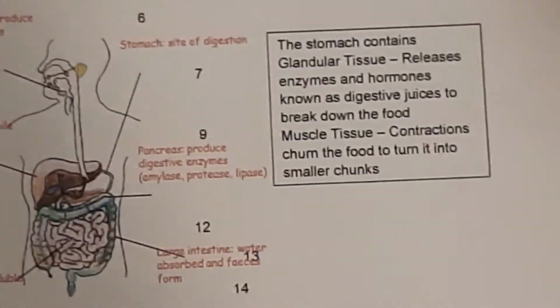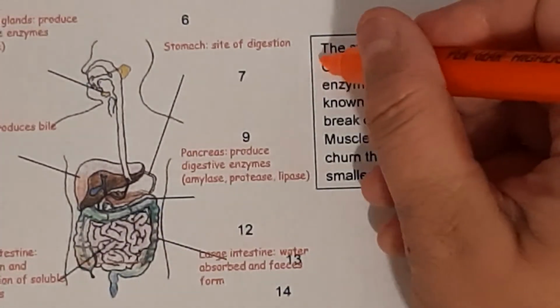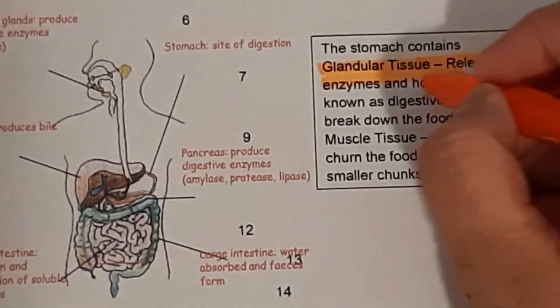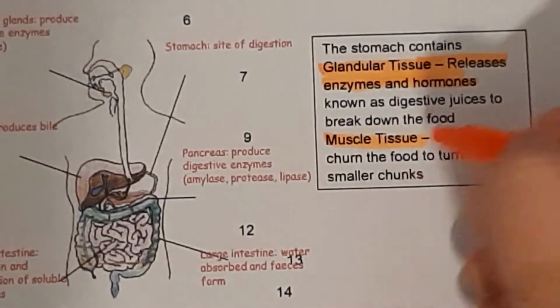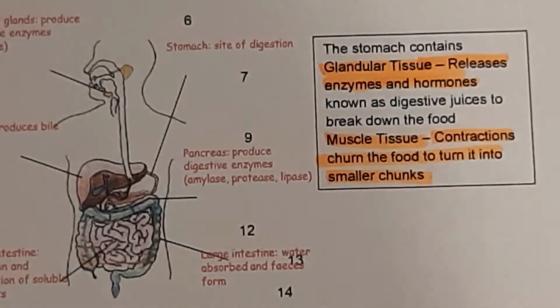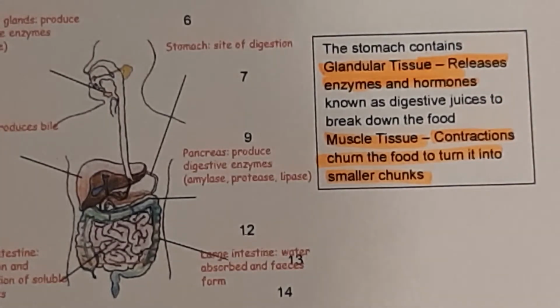So the stomach, as we've talked about this before, it contains glandular tissue. That's one of the 3 types of tissues. Okay, and the glandular tissue releases enzymes and hormones known as digestive juices to break down the food. And then there's the muscular tissue, which causes contractions that churn the food and turn it into smaller chunks. Okay, so the glandular tissue, there's 2 types. There's the one that releases the enzymes, such as the amylase, and there are also the ones that release the hydrochloric acid, which helps digest the food.